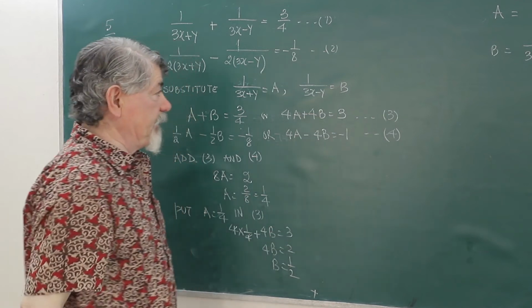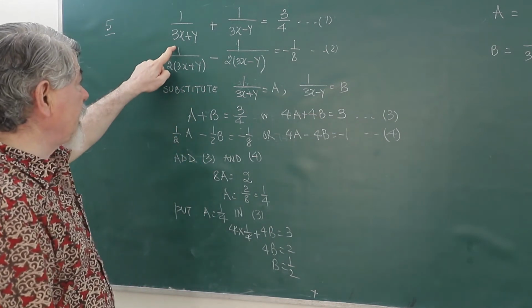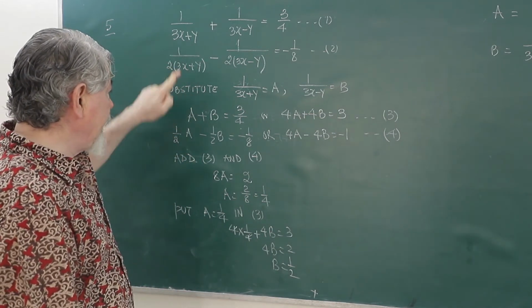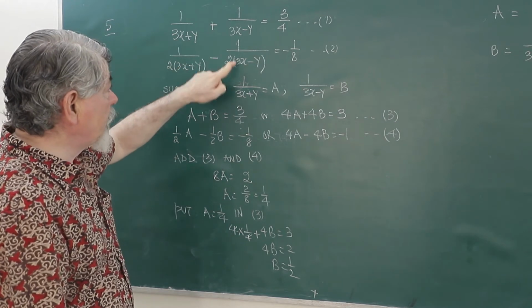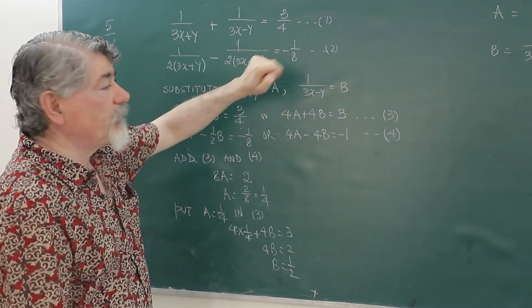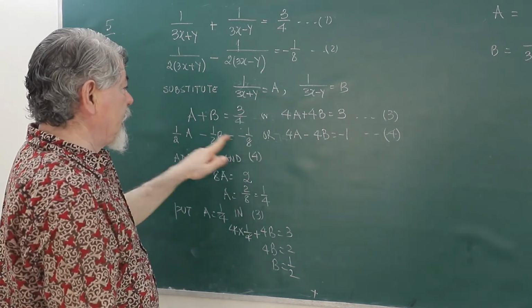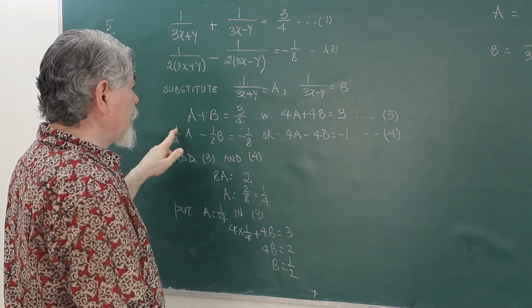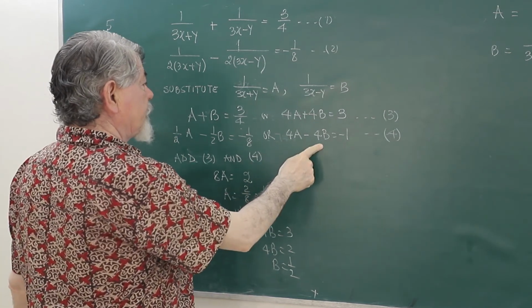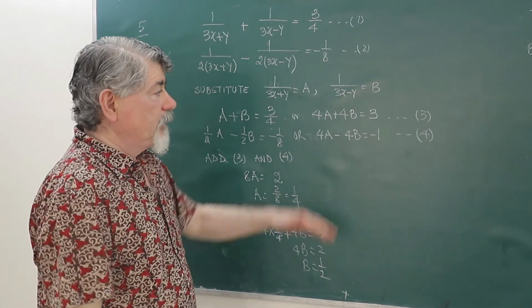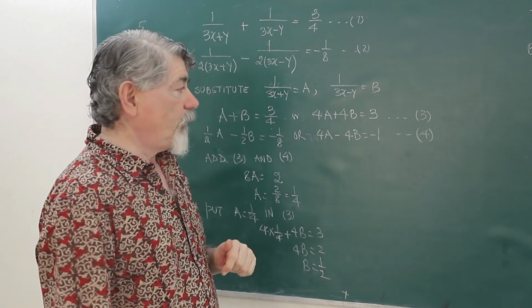That is equation 3. From the second equation, I get 1 upon 2a minus 1 upon 2b is equal to minus 1 upon 8. I cross multiply 8 to the left side. So when I cross multiply, I will get 4a minus 4b is equal to minus 1. These are equations 3 and 4.